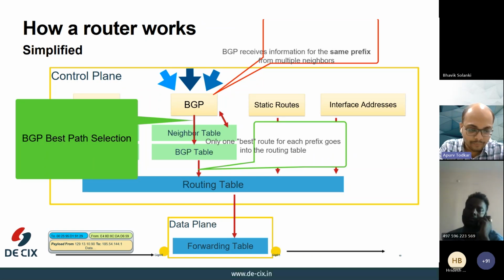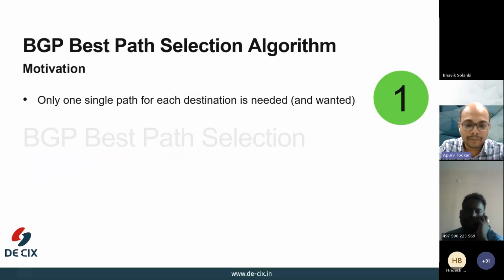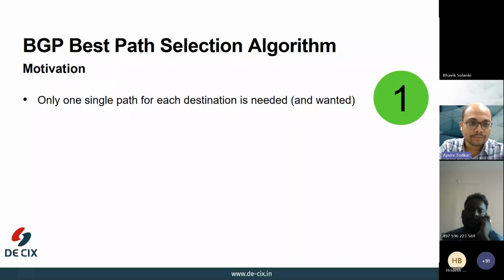So in this diagram, as you can see, the prefix information is received, it's processed in the BGP table, then the BGP forwarding decisions are made and it's introduced in the routing table, and the routing table then moves it to the forwarding plane, and then the packet is forwarded. So let's move to the BGP best path selection algorithm.